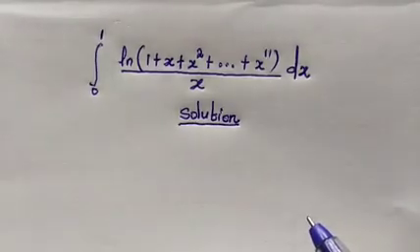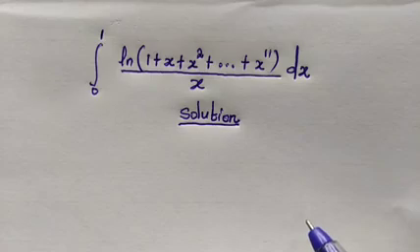Today we're going to tackle this monstrous looking integral problem. We have the integral from 0 to 1 of the natural log of the following finite series, 1 plus x squared plus all the way to x to the power of 11, whole divided by x dx.